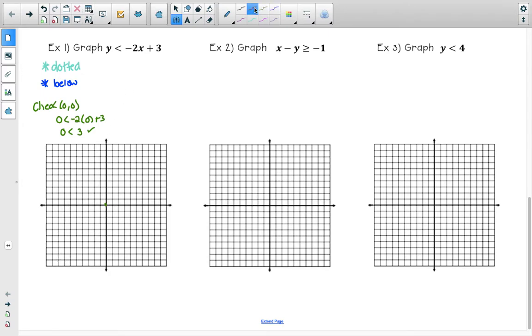So let's plot our line. Our first coordinate is 0, 3, because that is our y-intercept. Let's go ahead and put our x and y on here. And we're going to count by 1 since we have smaller numbers. So as we count by 1s, 0, 3 is our first coordinate, 0, 1, 2, 3. Our slope is -2 over 1. So we're going to do a change in y of -2 and a change of x of +1.